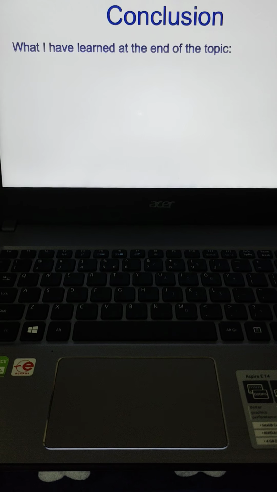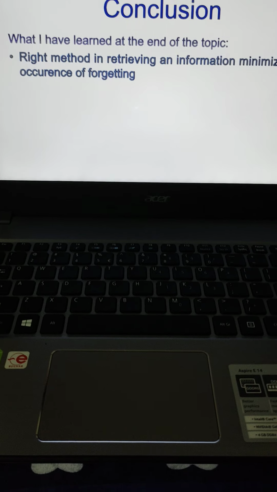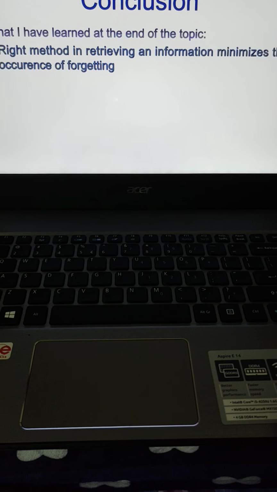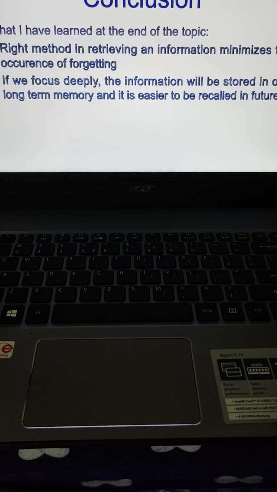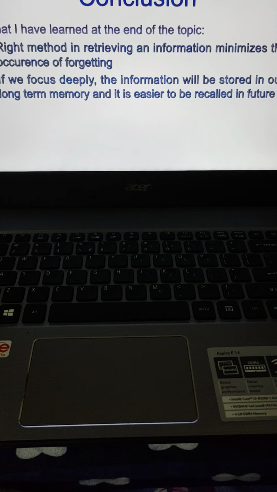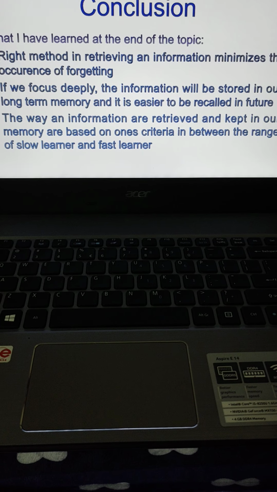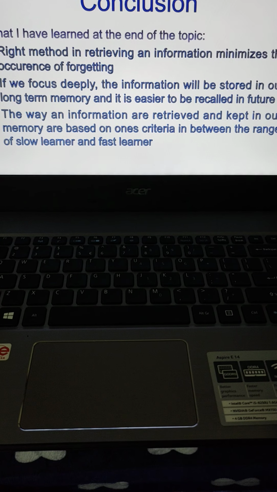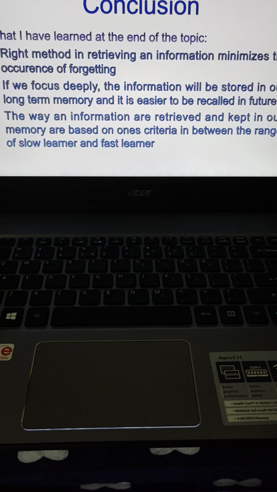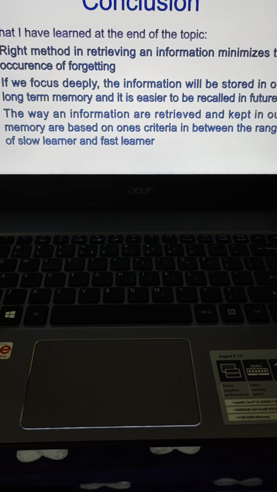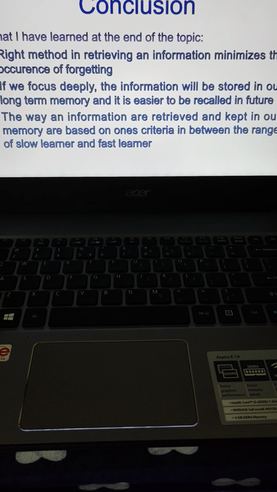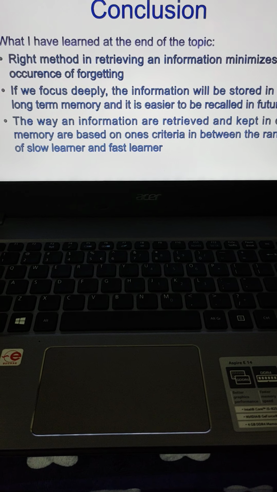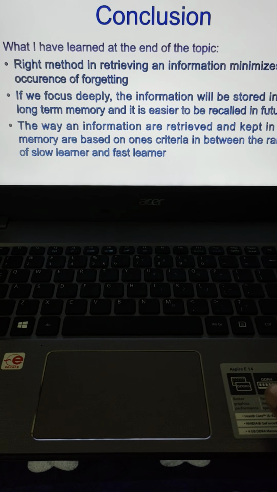In conclusion, what I have learned at the end of the topic is that the right method in retrieving information minimizes the occurrence of forgetting. If we focus deeply, the information will be stored in our long-term memory and it is easier to recall in future. The way information is retrieved and kept in our memory, I mean the way you rehearse information, is based on one's criteria, in between the range of slow learner and fast learner, or maybe because of your age.